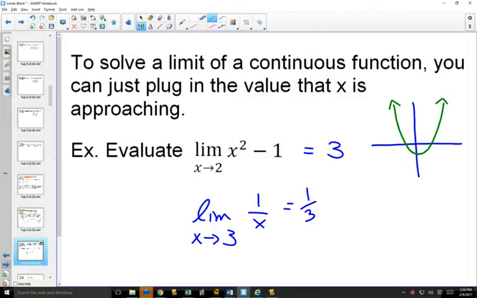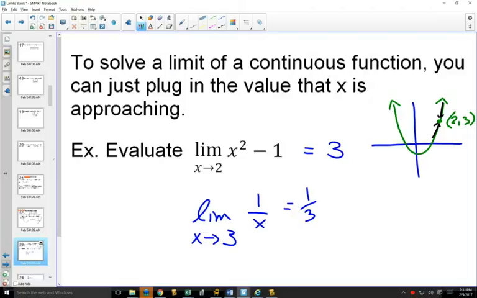Here's x squared minus 1. When I plug in 2, I have the point 2 comma 3. In order for a limit to actually exist at 2 comma 3, what you're going to be looking at is saying, if I get close to 2 from this direction, does it get close to 3? And if I get close to 2 from this direction, does it get close to 3?